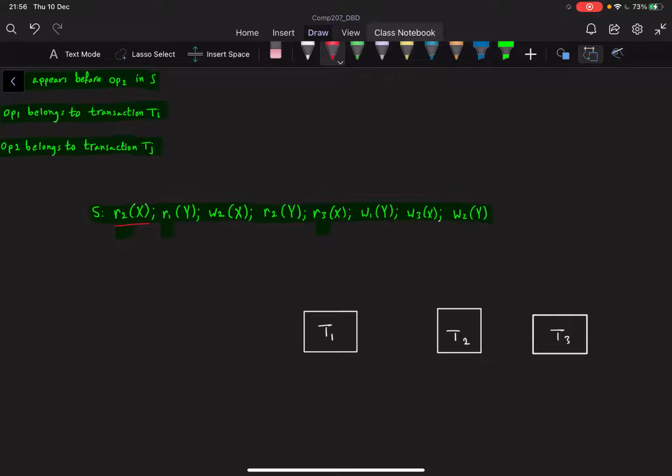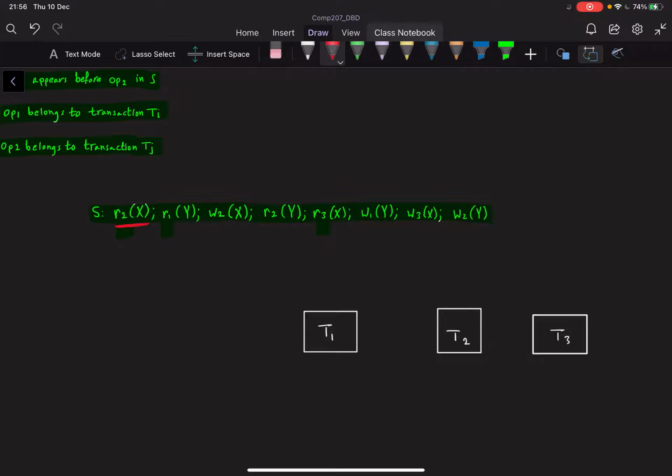So what are we interested in? We are interested in the element X, because in order for a conflict to happen, it has to be on the same element and also has to be on different transactions, i.e. it cannot be on transaction 2 because we are here doing transaction 2. So if it is a conflict, then it has to be either on transaction 1 or on transaction 3.